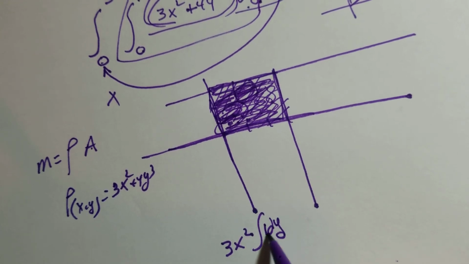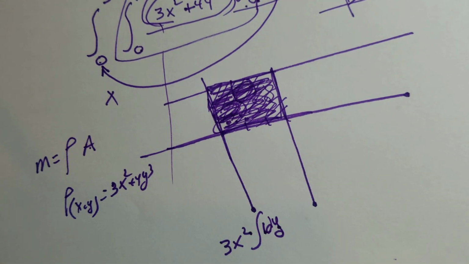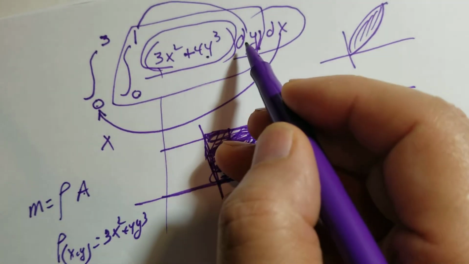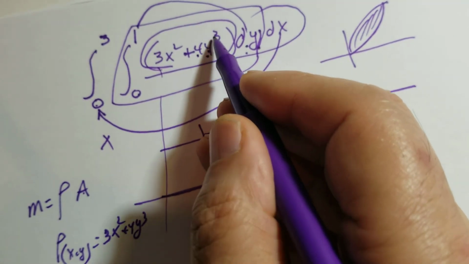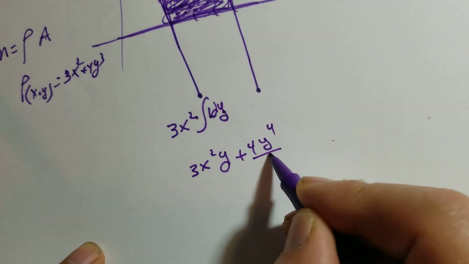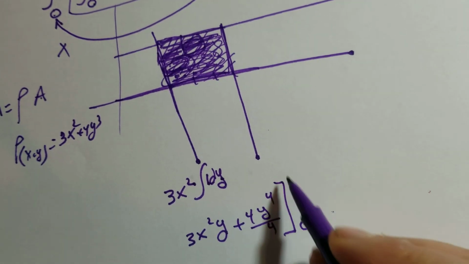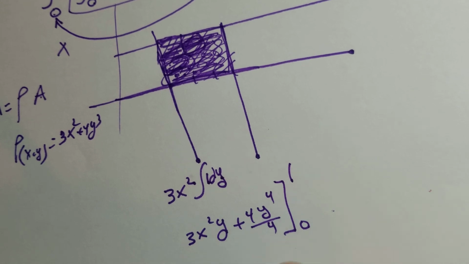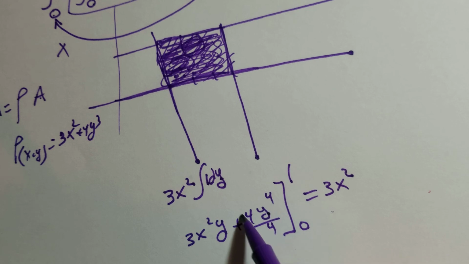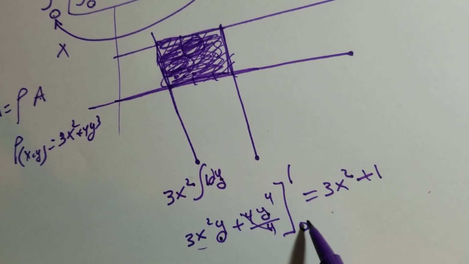What function's derivative is 1 with respect to y? y. Then the first one is 3x squared y. This one is 4y cubed. Integrating with respect to y gives 4y to the power of 4 over 4. From where to where? From 0 to 1. And remember, that 0 to 1 belongs only to y. And that becomes 3x squared, and this one is 1 to the power of 4, plus 1. When I put 0 for y, that makes it 0.